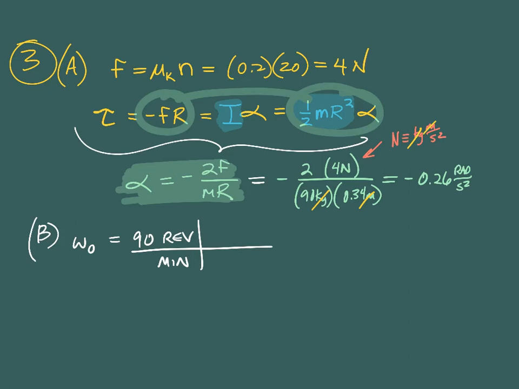So revs per minute. There's 2 pi radians per rev, and a minute has 60 seconds. So the revs drop, the minutes drop, and we get 9.425 rads per second. Remember, we have this: omega squared minus omega naught squared, the difference in speed squareds, regardless of what kind, is double the acceleration and displacement. So I just wrote it in angular variables.